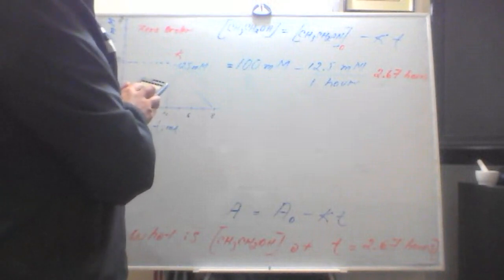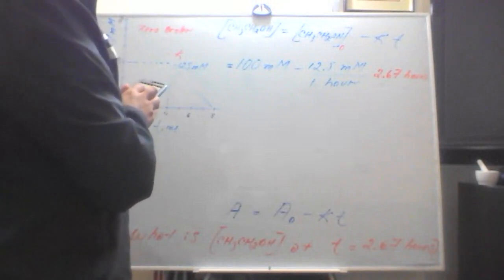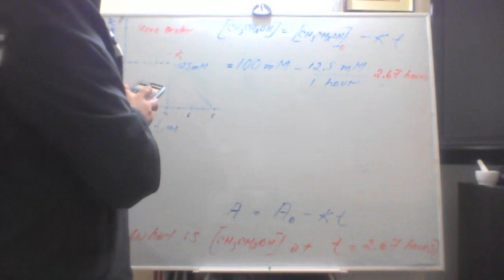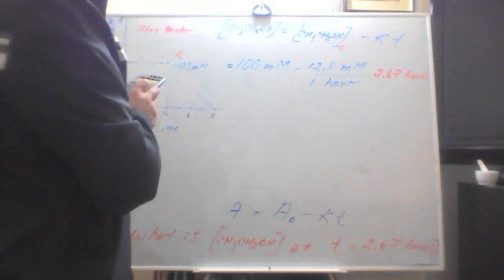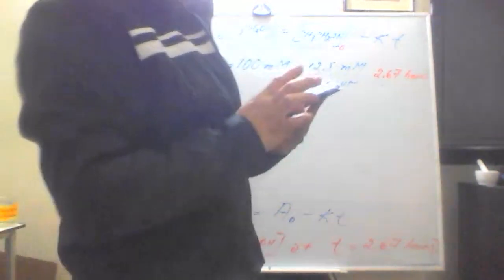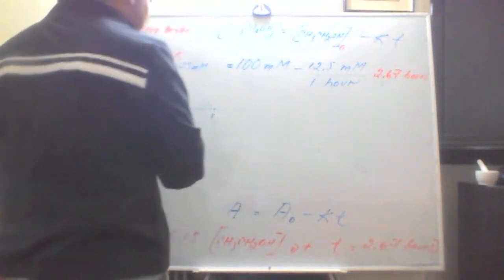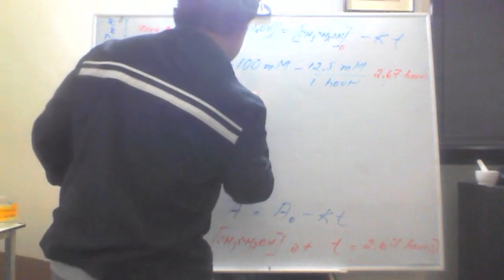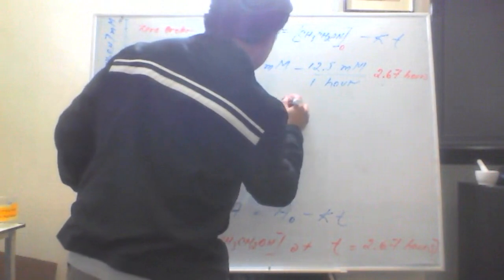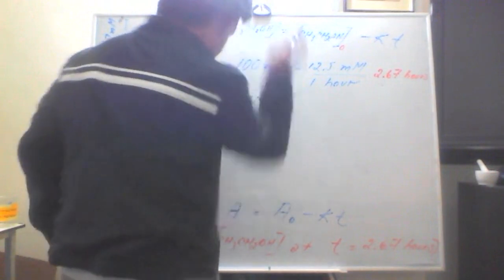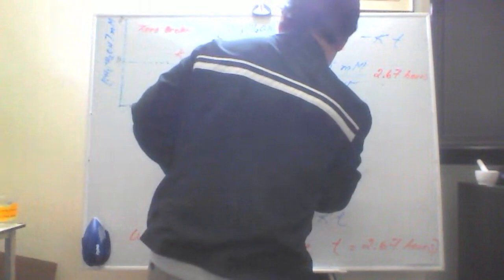That's what we get. So we got 12.5 negative 2.67. So we get 66.625. That's kind of trying to get too exact when it's not. The concentration of CH3CH2OH at that time is 66.695.